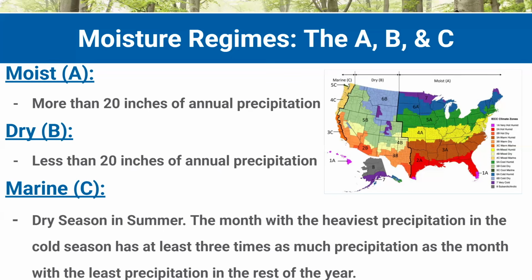You can be on the East Coast and you're still in a humid or moist climate because you're getting a lot of precipitation, even though you're next to the ocean. You're still in a moist or humid climate when you're on the East Coast.